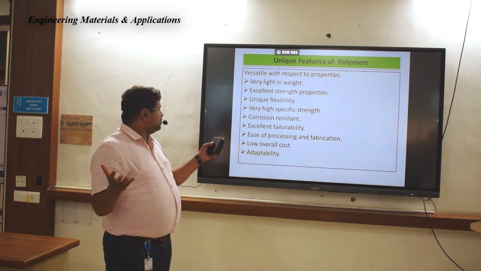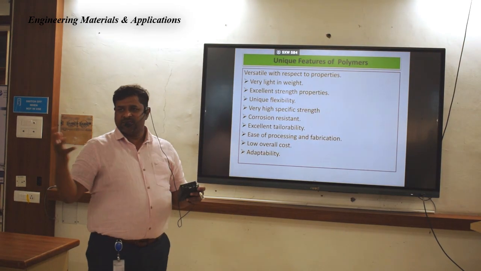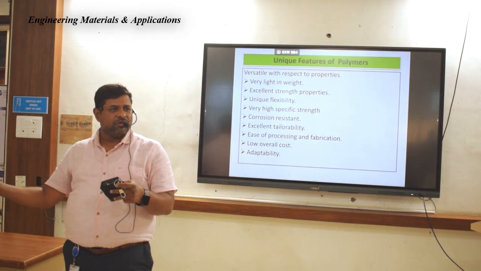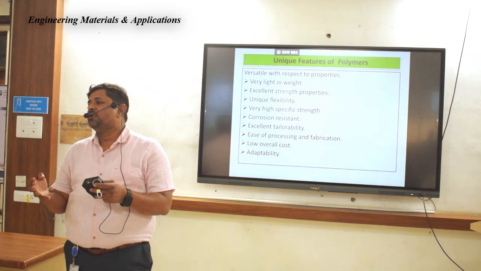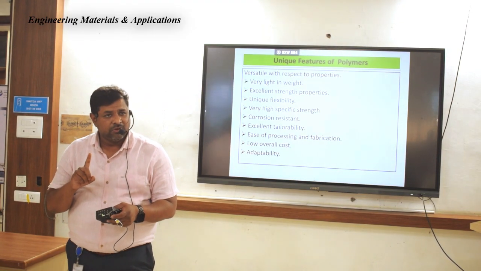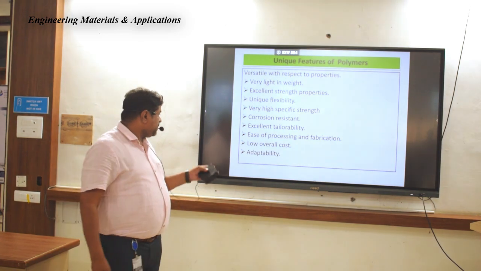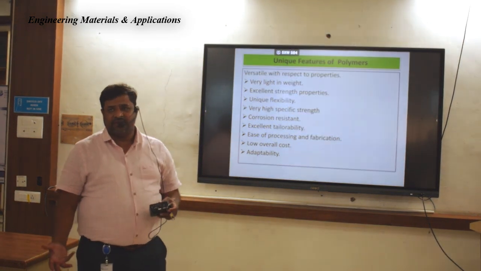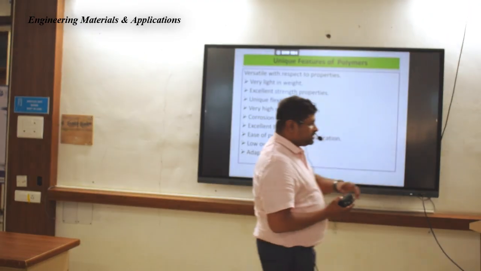Corrosion resistance we know. Excellent tailorability. Like the toy example I just gave, one shape I liked, another I didn't, so change it. That means I can do a number of operations. This is only possible with thermoplastics, not with thermosets. Easy processing and fabrication, low overall cost, and adaptability are there. Okay, so these are some features.